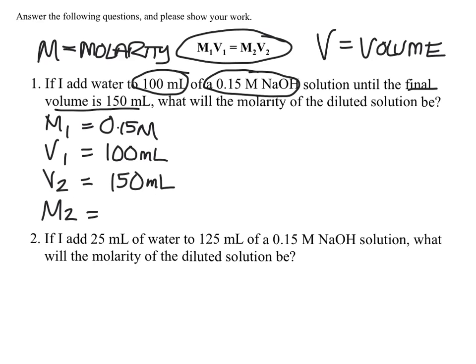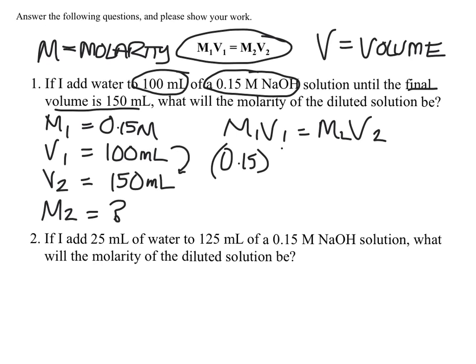Quick question, why will it be diluted? Well, if you go from a volume 1 of 100 and add 50 milliliters to it, adding water is going to dilute it. It won't be as concentrated. So we are going to look for that final molarity. We can do that real straightforward with the M1V1 equals M2V2 equation. Here we go.